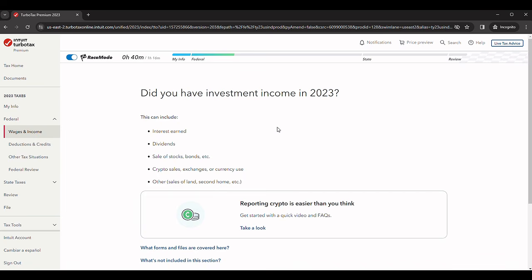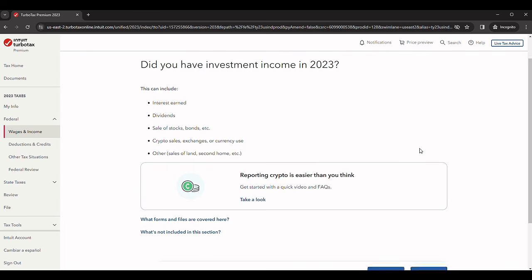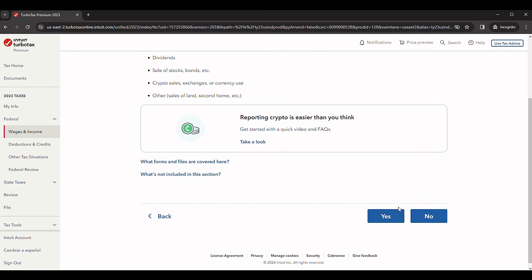Did you have investment income in 2023? This includes interest earned, dividends, sale of stocks, bonds, etc., crypto sales, and other, like you sold land, you sold a home, properties, things like that. Okay, so our answer is yes, we did.